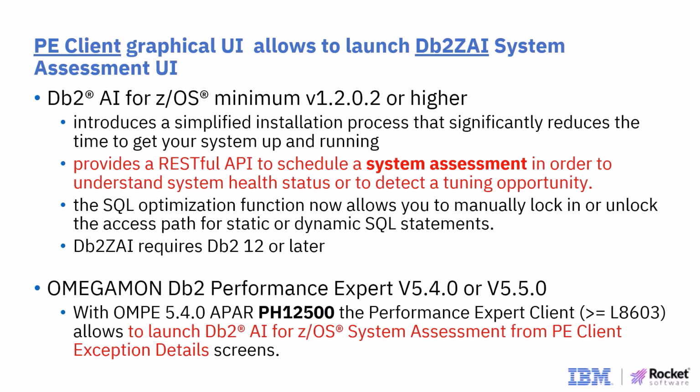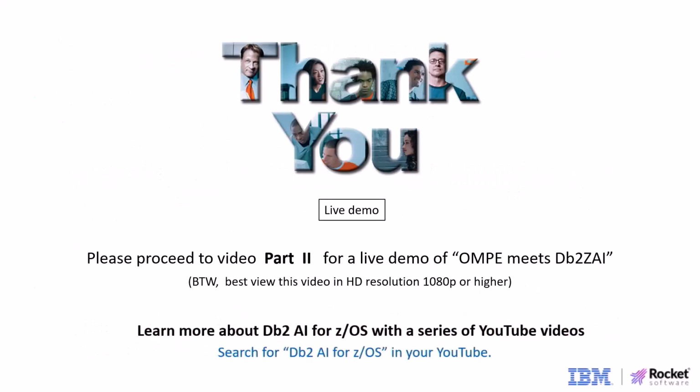Finally, before we conclude this first part of the OMPE meets Db2 CAI session, I just want to mention the prerequisites on the installation side. Db2 AI for z/OS needs version 1.2.0.2, which came with a RESTful API, which allows scheduling system assessment just on demand outside from Db2 CAI. It requires also a Db2 12 install. On the OMPE side, the Performance Expert client needs to be upgraded to the level 8603, plus some host changes to the OMPE data collector, which are provided via the APAR PH12500.